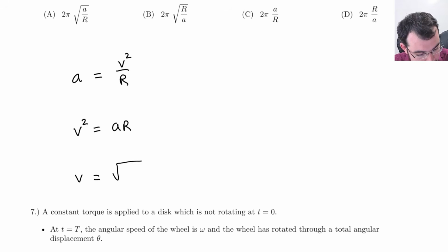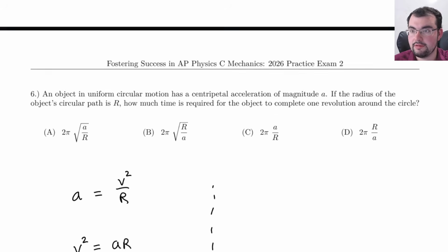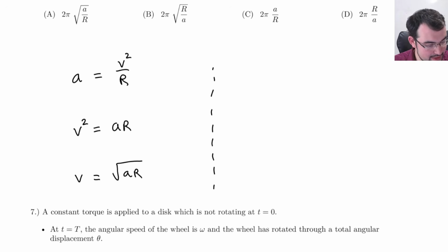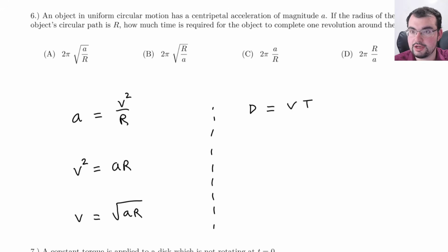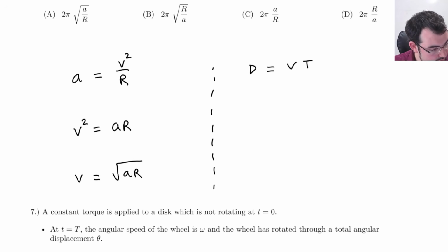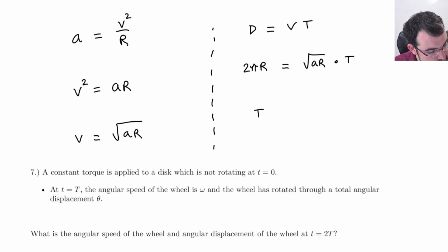So v is square root of ar. And now, the fact that it's in uniform circular motion means that we can just say the distance traveled is just equal to your speed times the time it takes. And we're interested in that time, t. So if we go around a circle, that would be a distance, 2 pi r. We said the velocity is square root of a times r, and we're solving for t. So this means t would be equal to 2 pi r divided by the square root of a times r.